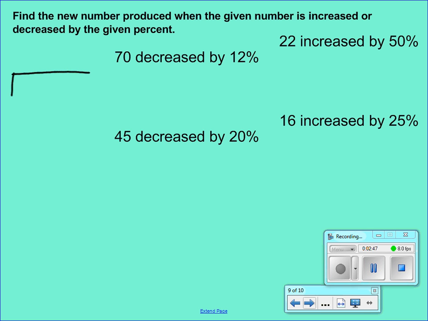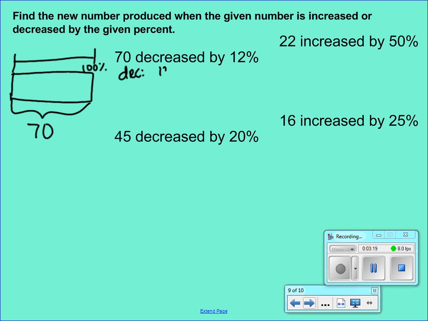Well, let's do a little model here in your left margin. We know our whole, what is our base? You can tell me the base, Marissa? 70. Good. So I'm going to put 70 underneath because I'm going to be decreasing it and I want to be able to split up my box. So 70 is 100%. And we're decreasing it by 12%. So first I have to find out how much is that? So what I'm looking for in order to find my decrease, I'm taking 12% of 70.